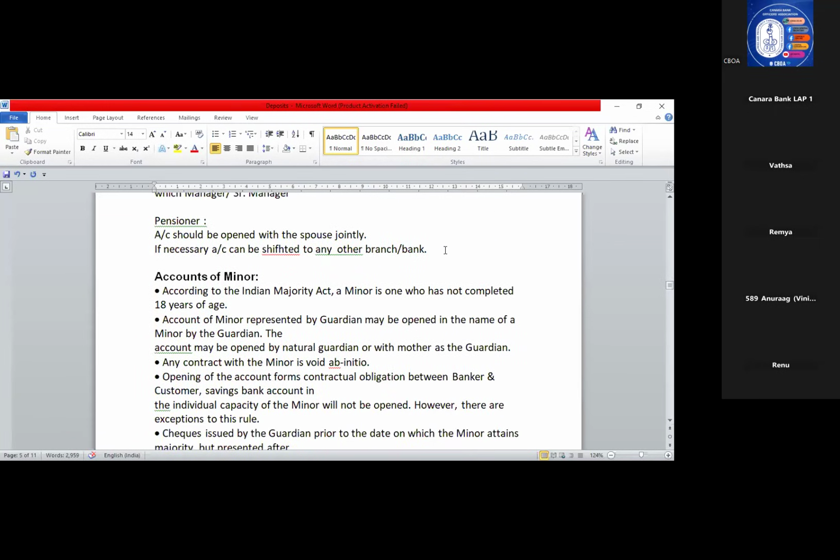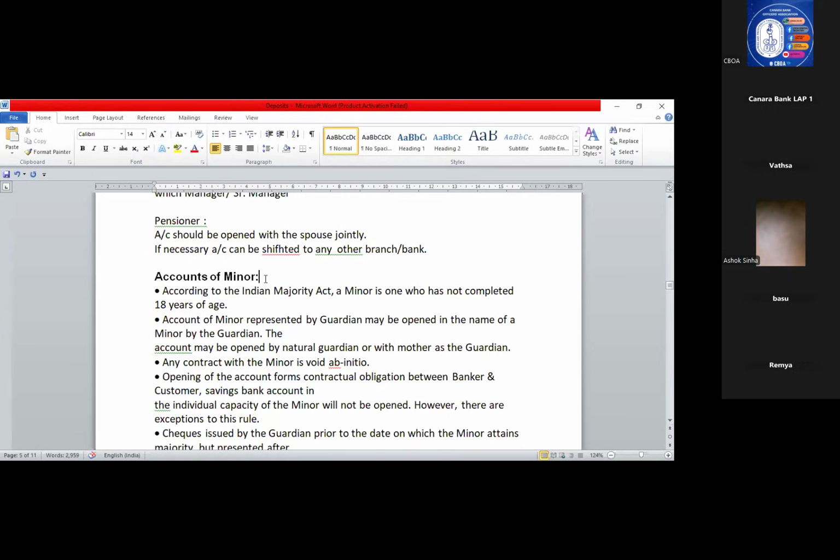Pensioner's account has to be opened only... can be shifted to any other branch or any other bank. But normally pension accounts will not be shifted because it has to be changed with the pension authorities also whenever we shift. So it is a very tedious process. Though there is a provision to shift the account, normally no branches do that. Okay.